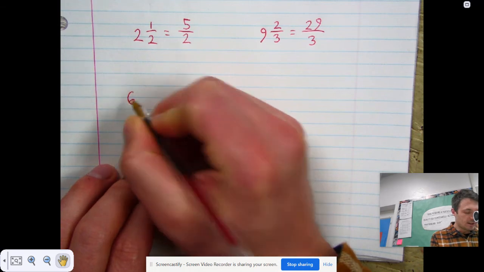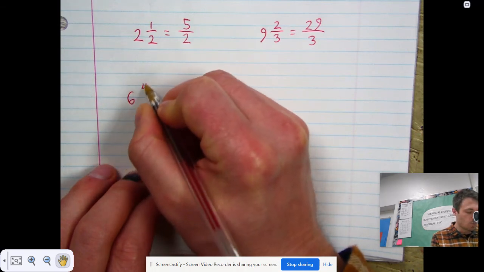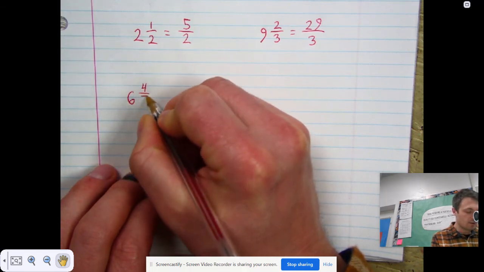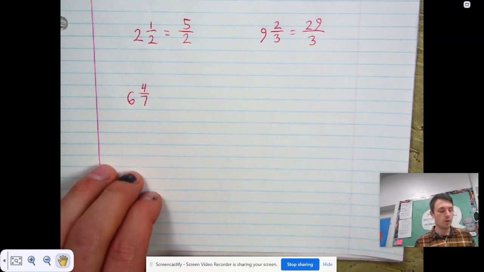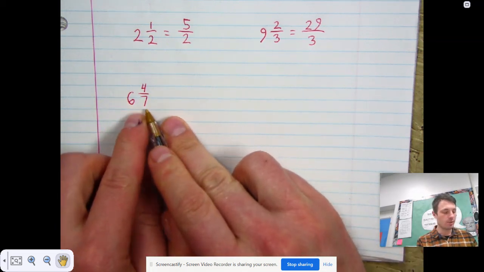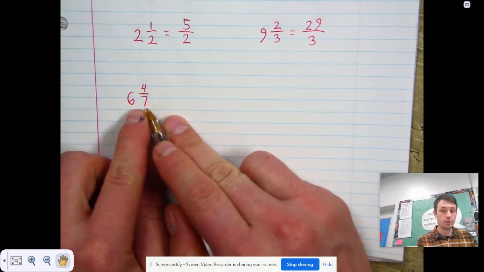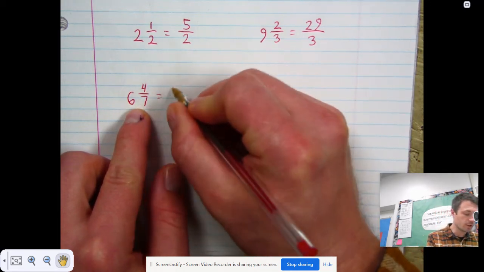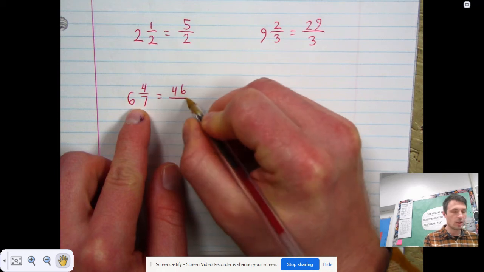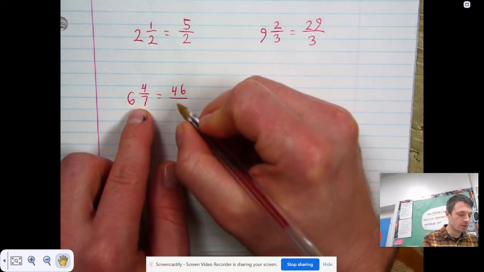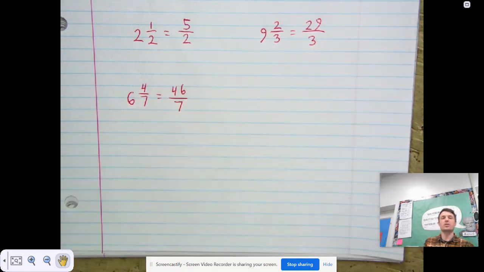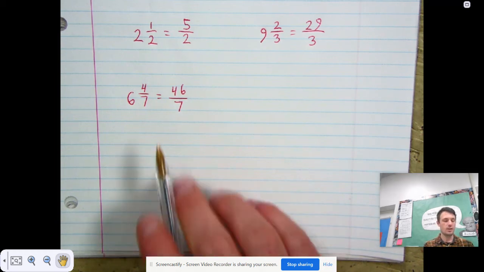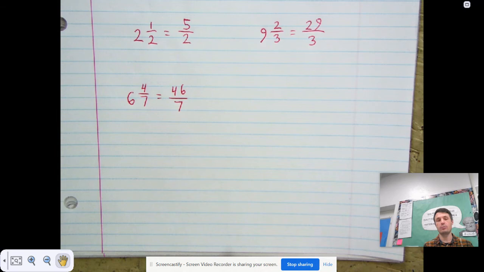Let's do 6 4/7. You multiply the whole number times the denominator. 6 times 7 is 42. You add the numerator. 42 plus 4 is 46. That becomes your new numerator. The denominator 7 stays the same. So 6 4/7 could be written as 46/7 if we were to write it as an improper fraction.